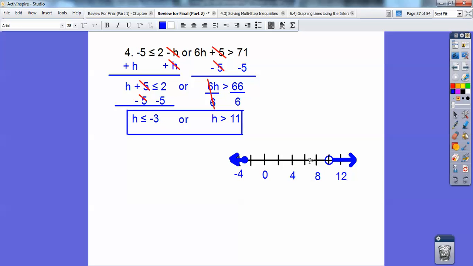This closed circle should have been right here, you guys, right where my cursor is, going that way. This side's still okay, greater than 11. So this one over here should be plus 5, and that should be a 7, and then 7 with a closed circle right there. Sorry about that, you guys. I make mistakes all the time.